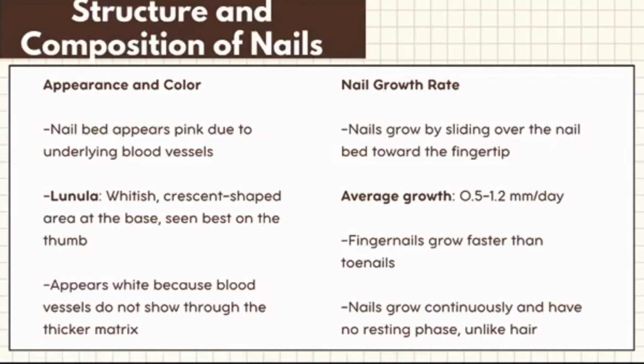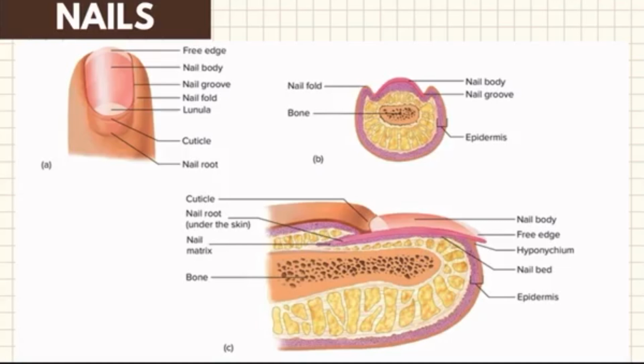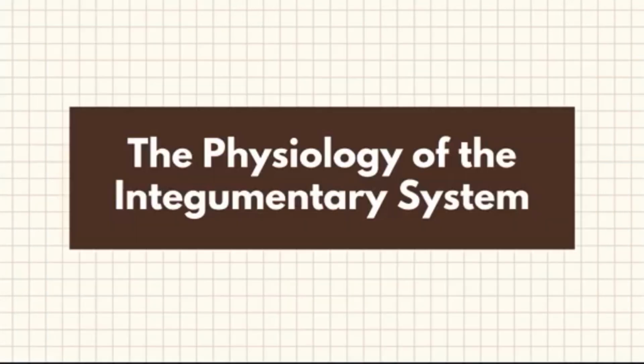The average growth is 0.5 to 1.2 millimeters per day. Fingernails grow faster than our toenails. And nails grow continuously and have no resting phase, unlike hair. This is the exact picture, or the point of view, of our nails. The next slide is all about the physiology of the integumentary system.